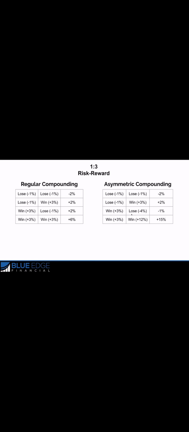If you go win-lose on asymmetric compounding, where you're going to make that 3%, but then you're going to risk that 3% on your next trade, right? The 3% plus the 1% that you're risking. So you're going to risk 4% on the next trade. And if you lose that, then you lost 4% after just gaining 3. So you would net negative 1% there.